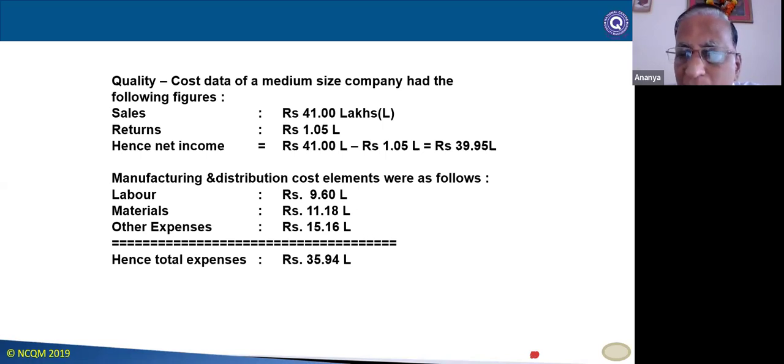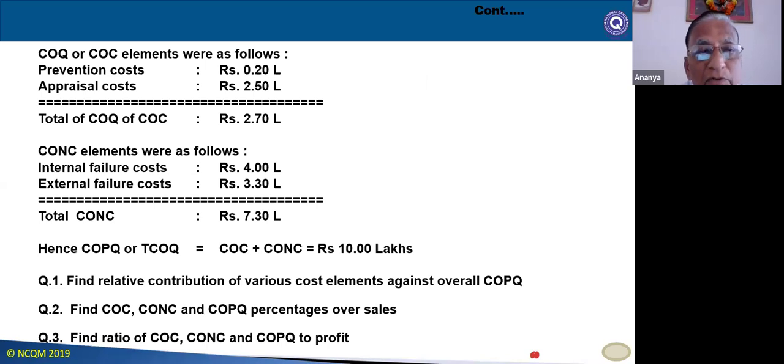35.94 lakhs. Okay, is it clear? So, sales का कितना है और expenses कितना हो गया? But that is not the end. Now, therefore, this cost of quality, there are some aspect called positive aspect and some called negative aspect.